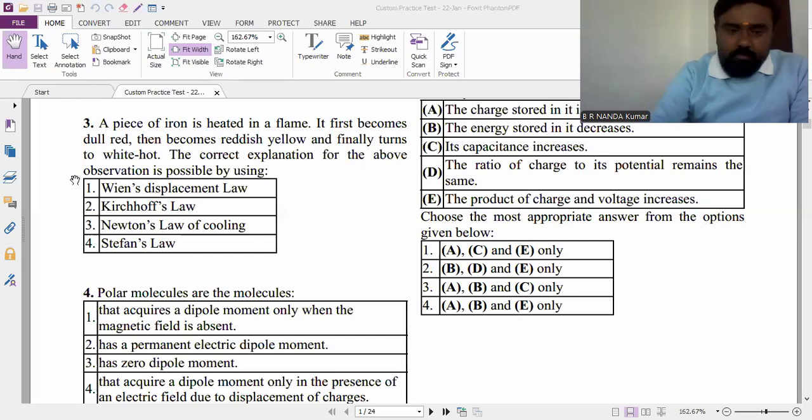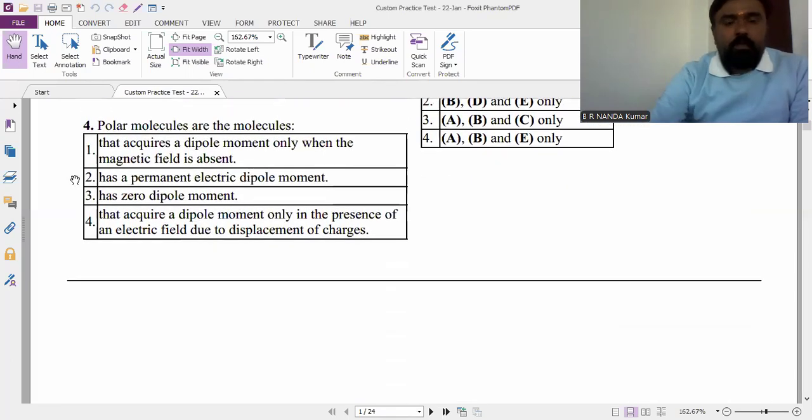So this is a level 1 question. So next question number 4. Polar molecules are the molecules that have a permanent electric dipole moment. All polar molecules have an intrinsic permanent electric dipole moment. Acquires a dipole moment only when magnetic field is absent, so that is not correct. Has permanent electric dipole moment, correct. Has zero dipole moment, not correct. Acquires a dipole moment only in the presence of electric field, so that is not correct. The right answer is the second option.